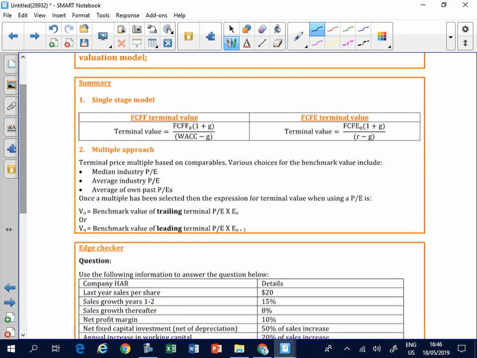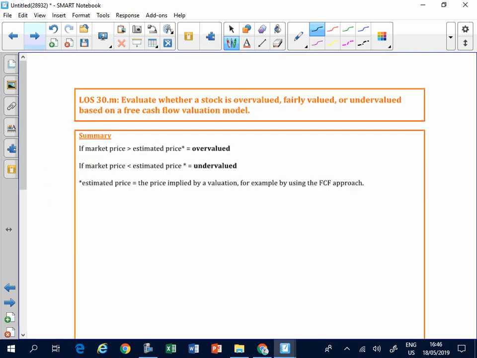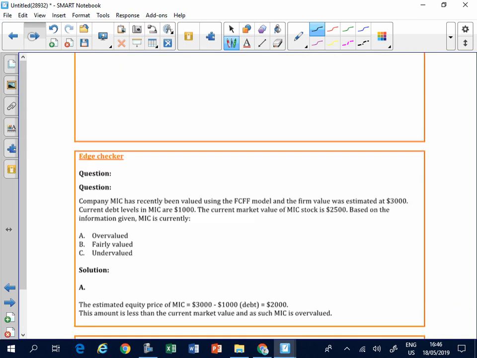Okay, you guys know what this is. That's not a problem. Okay, and overvalued, undervalued, you guys know what that is.